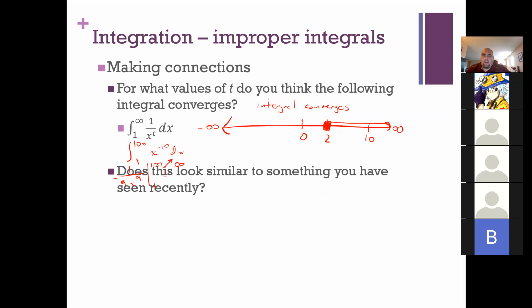So let's say anything bigger than 2. This is going to converge as well, all the way up to infinity. So there's got to be some, let's go backwards now. Do we think this thing will converge for any value of t less than 2 as well? Or is there going to be somewhere where this doesn't work?